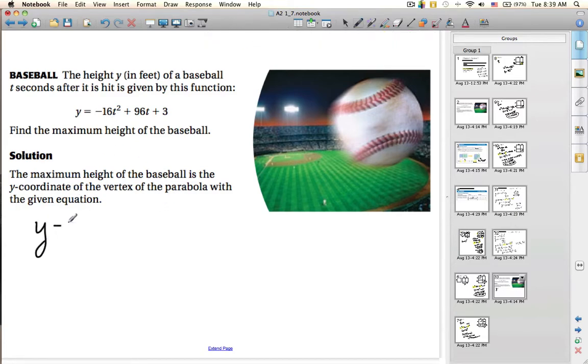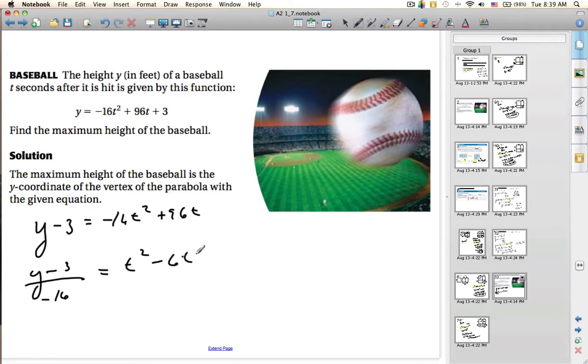So I can still do y minus 3 is equal to negative 16t squared plus 96t. What I need to do before I start looking for the value to square is make my leading coefficient be 1. So I'm going to divide everything by negative 16. Okay, so y minus 3 over negative 16 is equal to t squared minus 6t. Oh, well, that's a lot easier actually when you look at it.